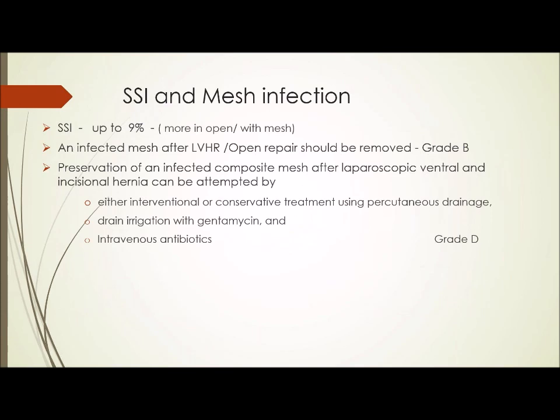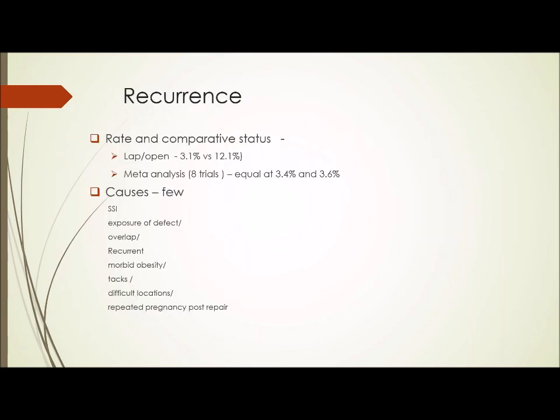Mesh infection, we already talked about that in the first lecture, which was on managing mesh infections. The infection rate is almost 9% with open or with mesh, more with open, less with LVHR. That is grade B, and if it is infected, by and large, it should be removed. That is a grade B recommendation. Grade D says that there are a number of studies which say that you can preserve the mesh by a number of methods we already talked about: interventional conservative therapy, drainage of the pus, irrigating the mesh repeatedly, and then intravenous antibiotics, which may salvage the mesh up to 25%. Open to question. You shouldn't believe that. Just remember that if at all the mesh is infected, remove. Simple. But one thing, removal is not so easy. Just remember that. But you have to remove.